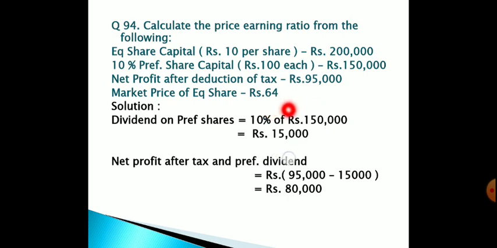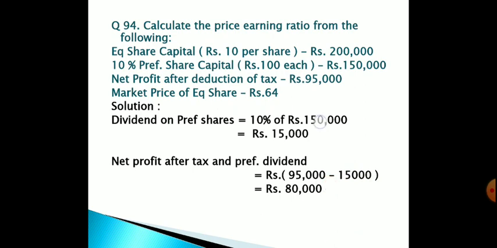So as per the formula, we need to find out the earning per share. To find the earning per share, we first have to find the net profit after tax and preference dividend. The preference share capital carries interest of 10%. So the preference dividend is 10% of 1,50,000, which is rupees 15,000. So net profit after tax and preference dividend is 95,000 minus 15,000, which is rupees 80,000.